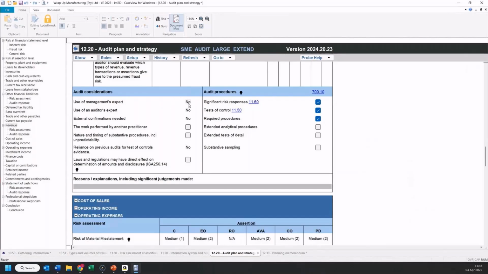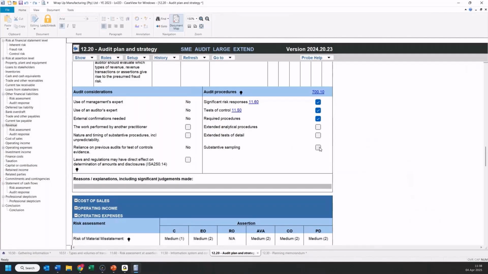On the left-hand side, we've already said we're not going to use management experts, etc. We might need to consider work performed by another practitioner. That I switched on last week, so it's just switched on. Are we going to use unpredictability in our substantive procedures for revenue? Let's not do it for today, but that is where I would switch it on. We said we're not relying on previous testing, and there's no laws and regulations relevant to revenue.